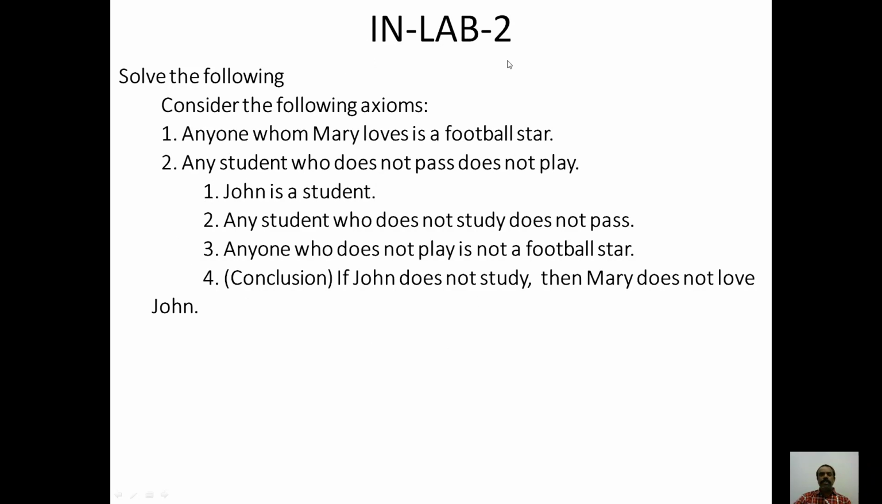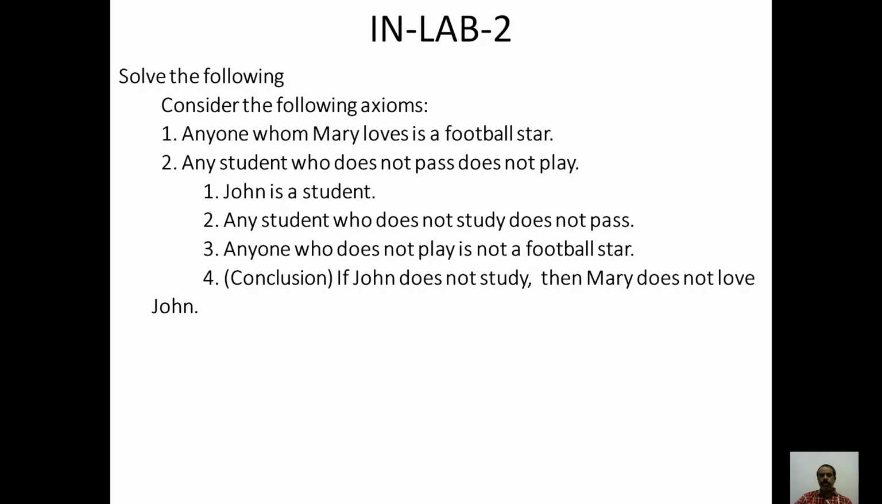And in the second part of the lab, you are given a set of axioms and you need to solve them. What do I mean by solving them? You need to represent them as rules using unification. Anyone whom Mary loves is a football star. Any student who does not pass does not play. John is a student. Any student who does not study does not pass. Anyone who does not play is not a football star. The conclusion is, if John does not study, then Mary does not love. So we need to be writing those inference rules.